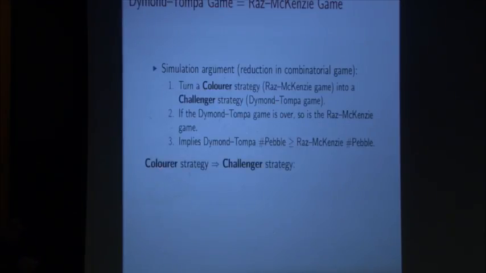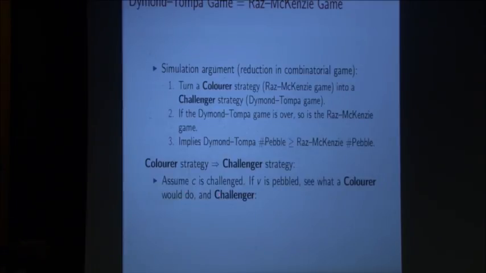All right. What we want to show is that, given a color strategy, I come up with a challenger strategy with no worse performance. Here's the transformation in strategy: whenever a node is changed, then you check, assuming at this point a certain node is changed in the diamond topology Pebble game.